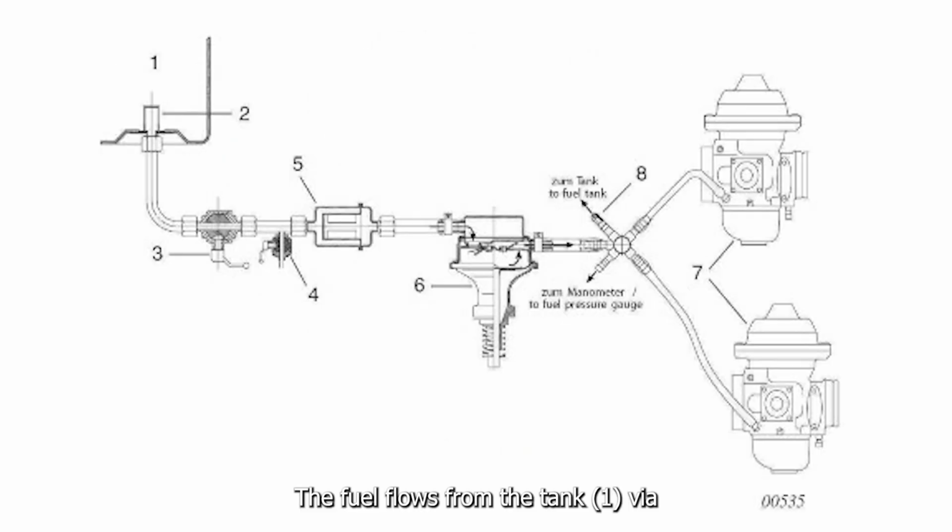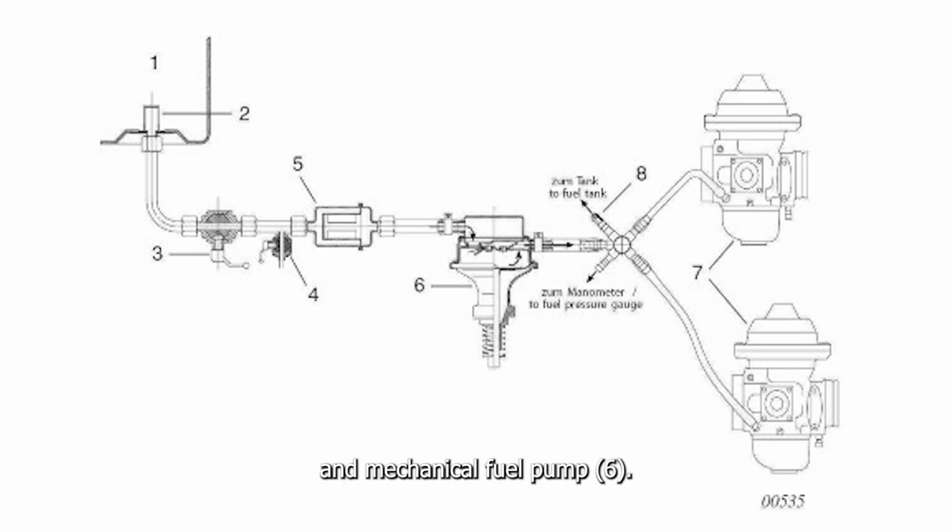The fuel flows from the tank, 1, via a coarse filter, 2, the safety cock, 3, water drain cock, 4, and fine filter, 5, to the mechanical fuel pump, 6. From the pump fuel passes on to the two carburetors, 7. Optional electric fuel pump is usually fitted between fine filter, 5, and mechanical fuel pump, 6.